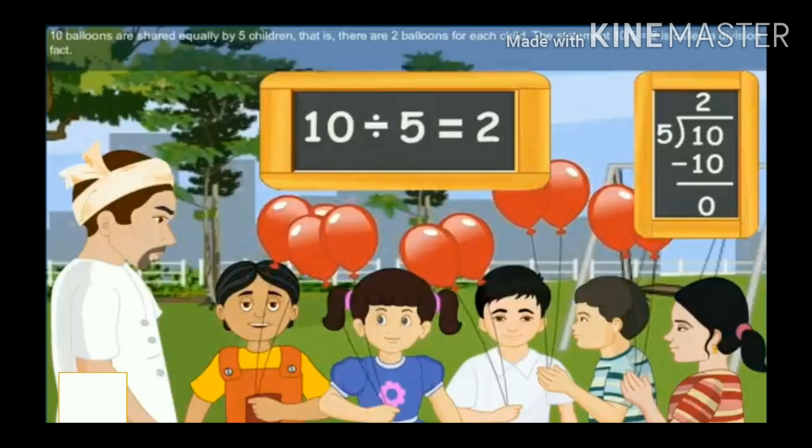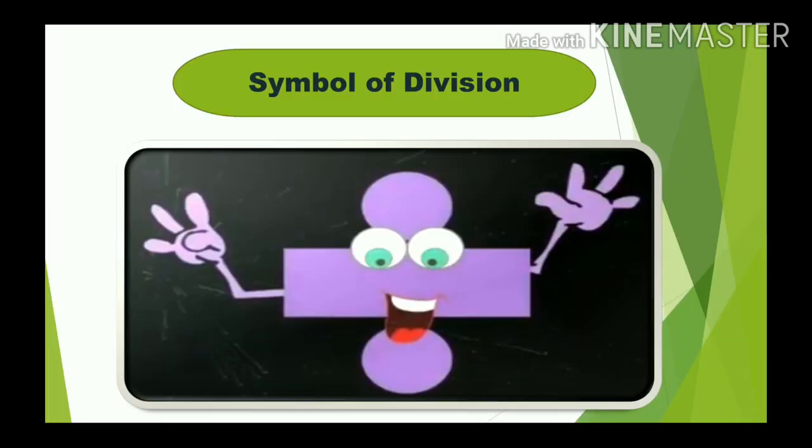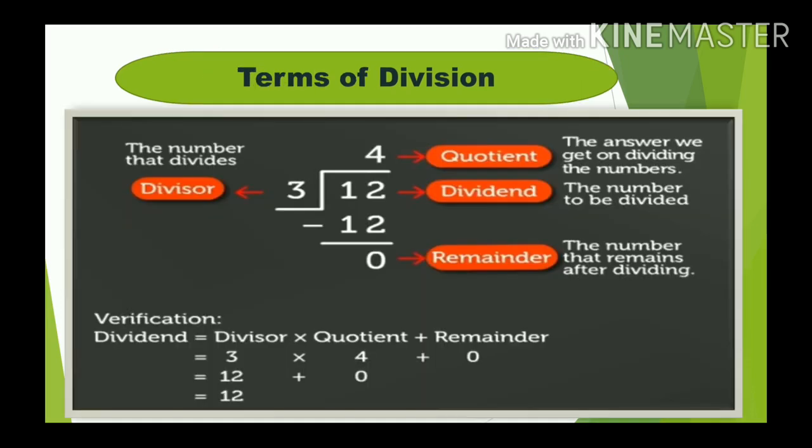And the statement is 10 divided by 5 is equal to 2. This statement, 10 divided by 5 is equal to 2, is called a division fact. So now the symbol of division is this, and now we are going to discuss the terms of division.